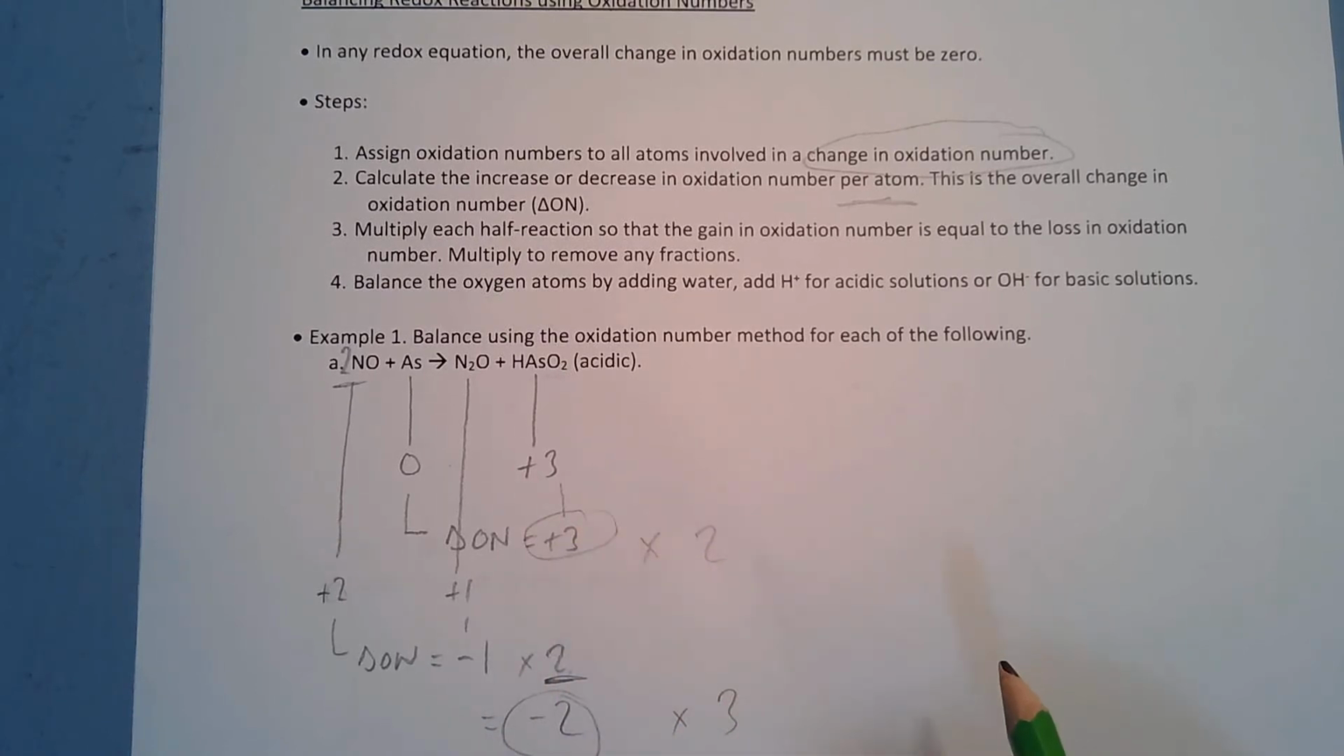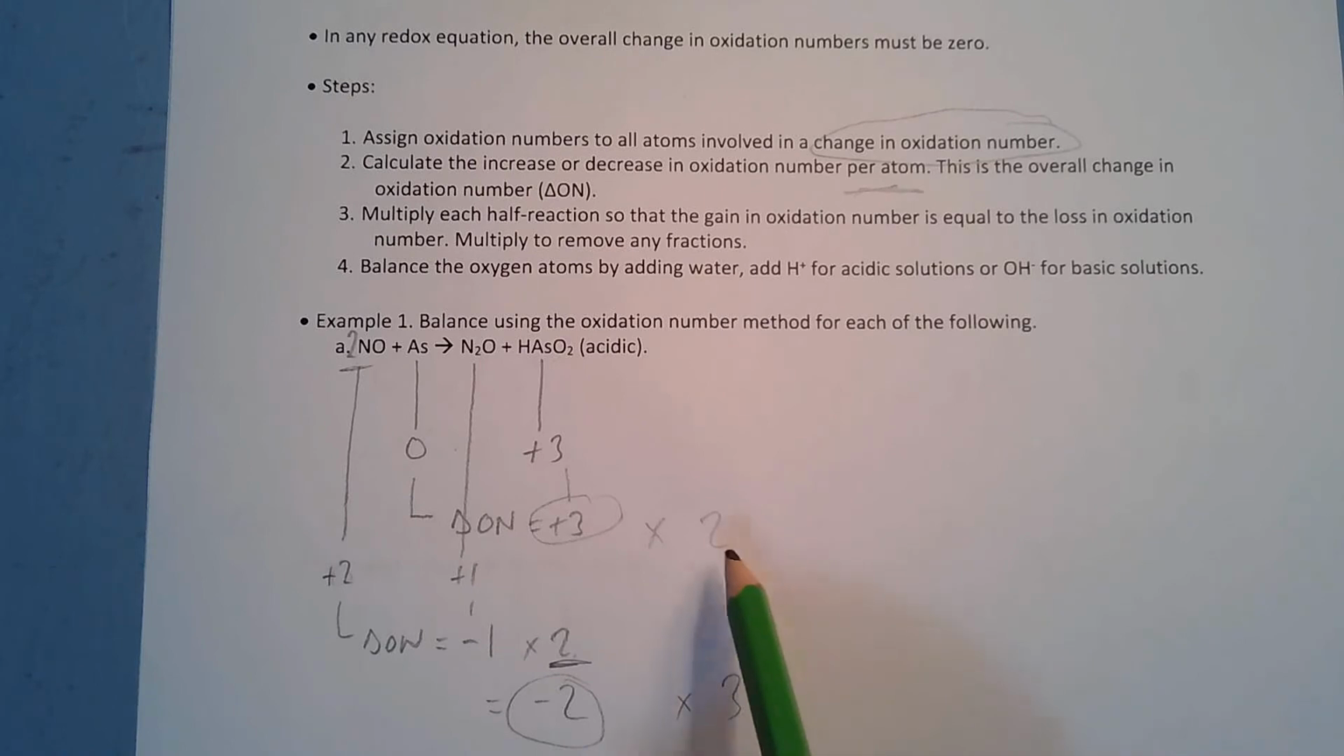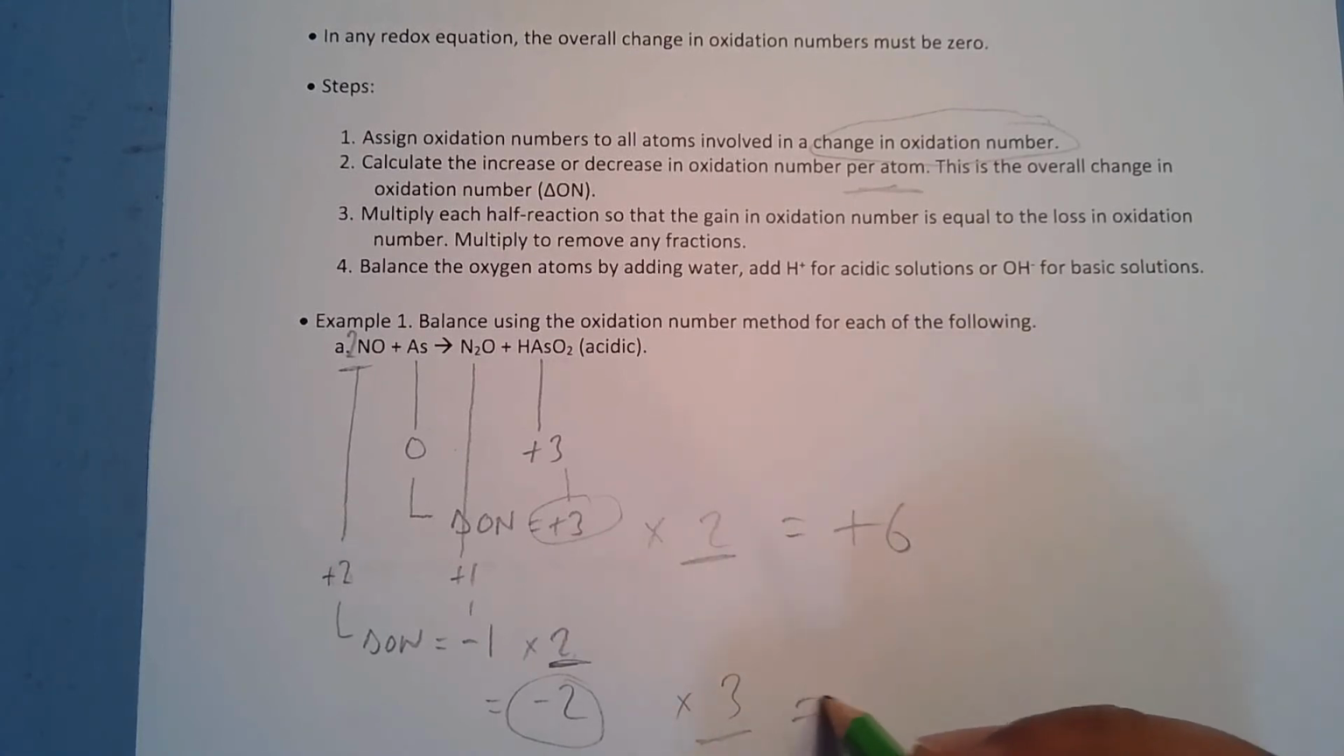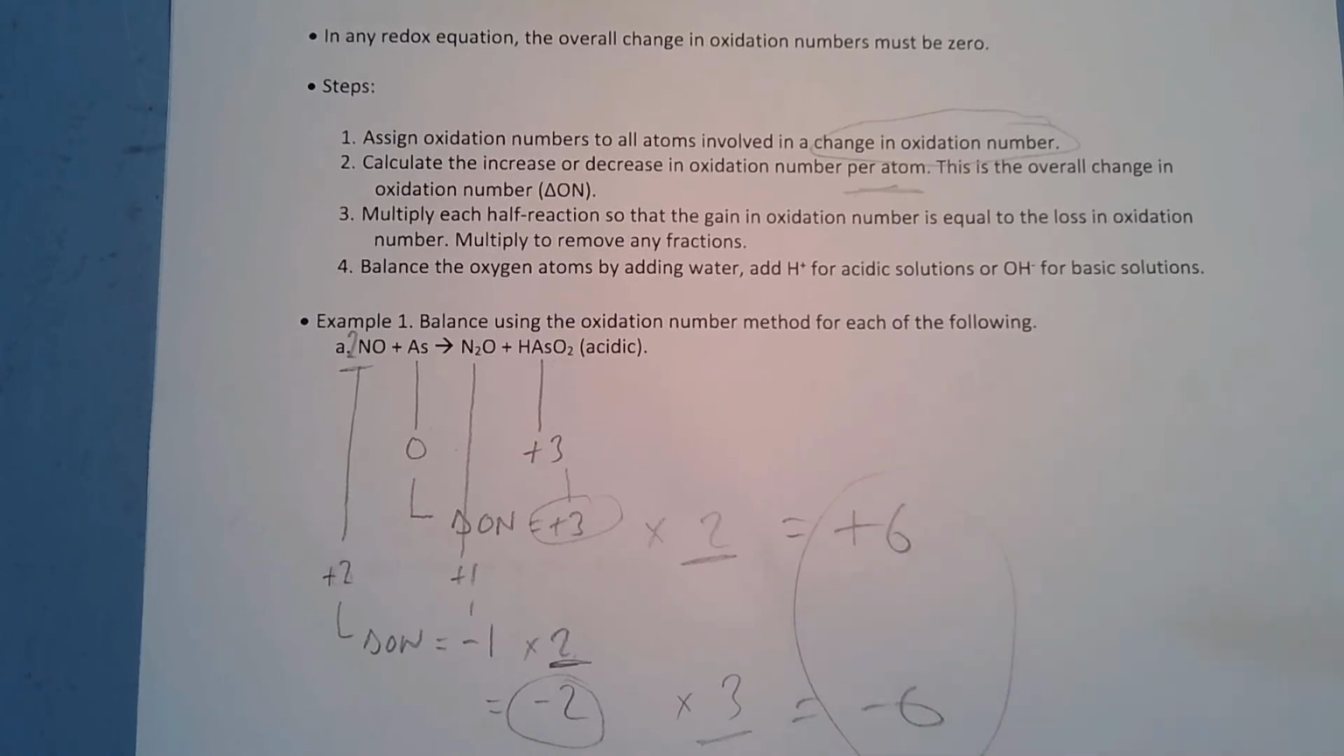So we want to get the two the same, so what we do is we multiply this one by 2 and this one by 3. That way we get the change in oxidation number here to be +6 and here to be -6. Okay, so this is what you're looking for. You want the change in oxidation number to be the same with opposite signs.